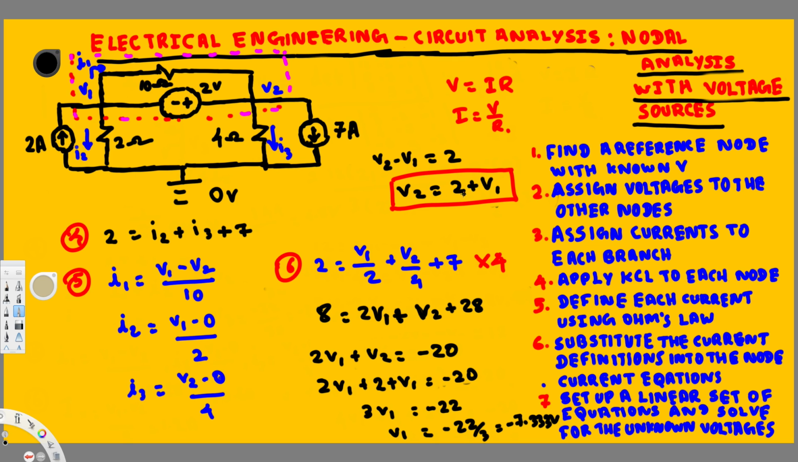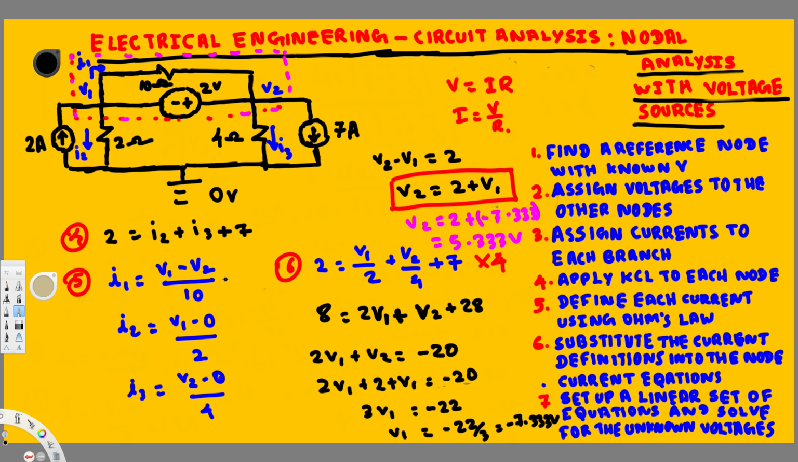Now since we have v1, solving v2 is easy, right? All we have to do is add 2 to that, and if you add 2 to this value, that's going to give you 2 plus minus 7.33, and that's going to give us 5.333 volts.